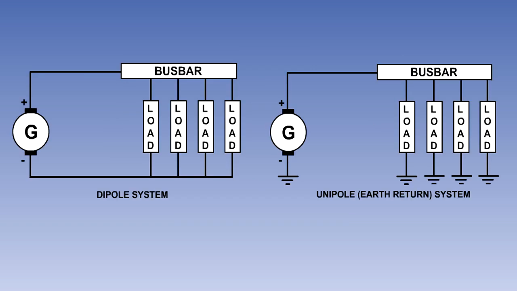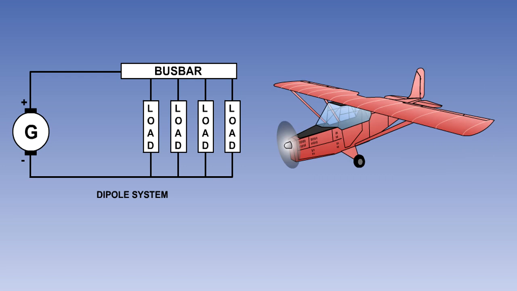Electrical power supply systems may be either of the dipole or unipole type. A dipole or 2-wire system is required where an aircraft is made of a non-conductive material. The current needs a complete circuit to flow, and therefore needs a negative wire to connect the load to the negative side of the generator, as well as a positive or live wire to connect from the distribution point or busbar to the load.